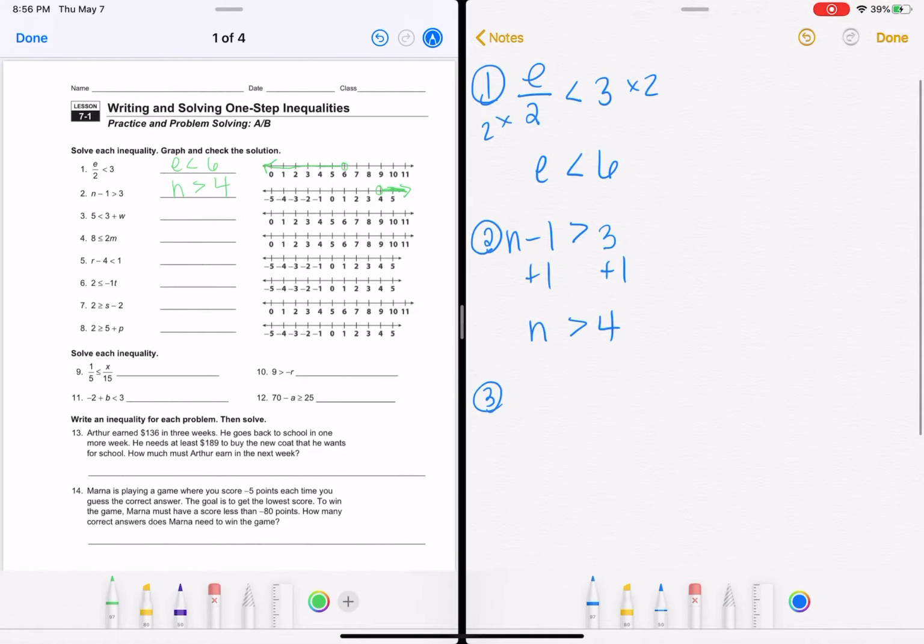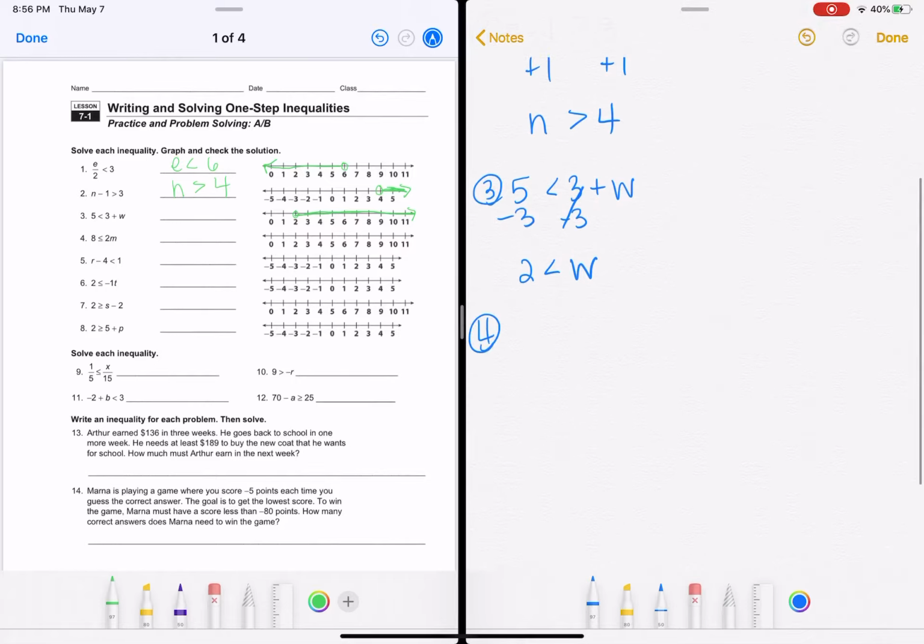Number 3, 5 is less than 3 plus w. Subtract 3 from both sides. So we have 2 is less than w. So an open circle at 2. And that means it's less than w, so we're going to the right.